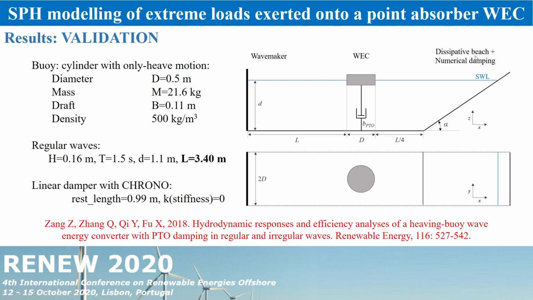This will be the numerical domain, where our WEC is located at one wavelength from the piston. Then we have a dissipative beach and also a numerical damping or sponge to avoid reflected waves. And the width of the tank is only 2 times the diameter. This is not enough, but we are also using periodic boundaries here instead of lateral walls, and we are also using some sponge layers.